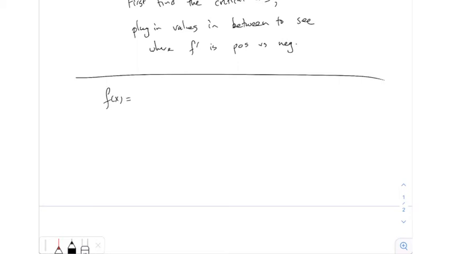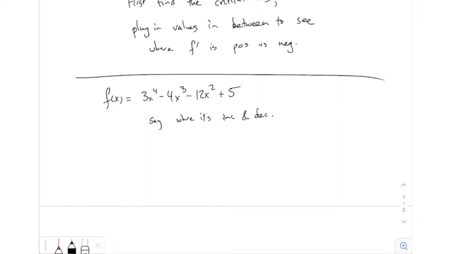How about f of x equals 3x to the 4 minus 4x cubed minus 12x squared plus 5. And I would like to say where it's increasing and decreasing. That is, intervals of x values, increasing on this interval, decreasing on this interval. That's what I want to do.